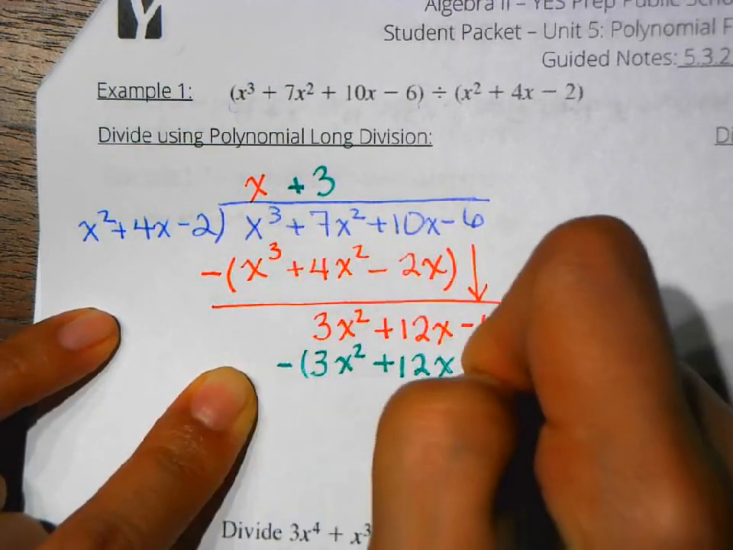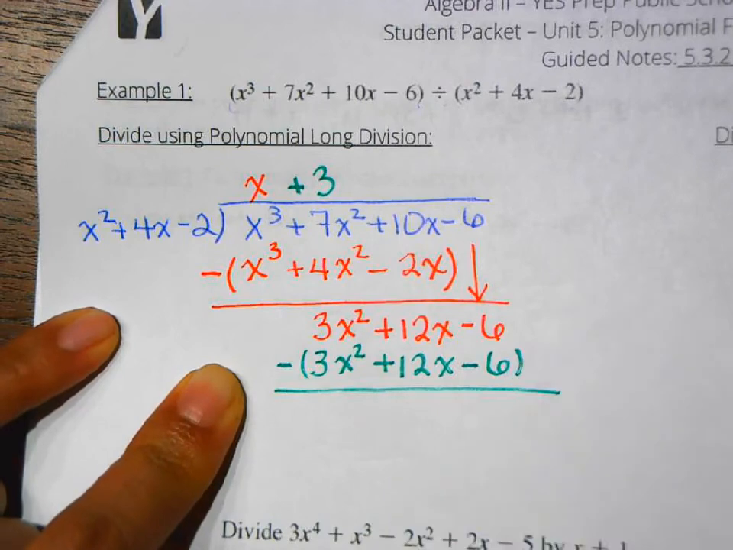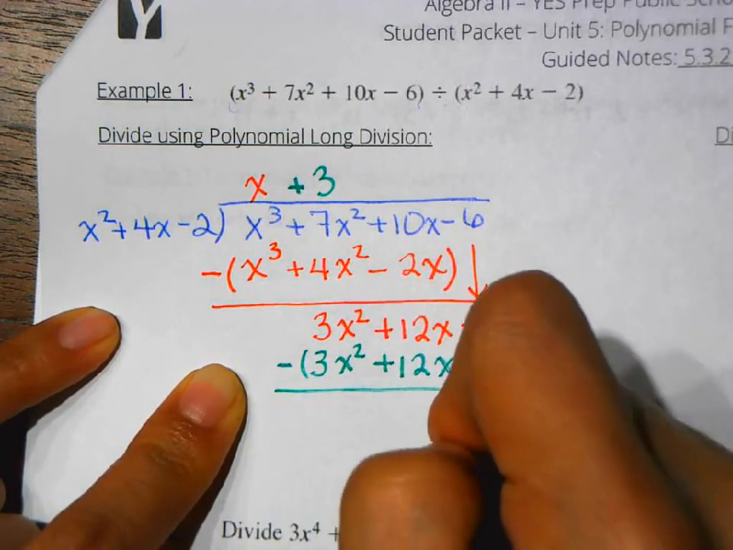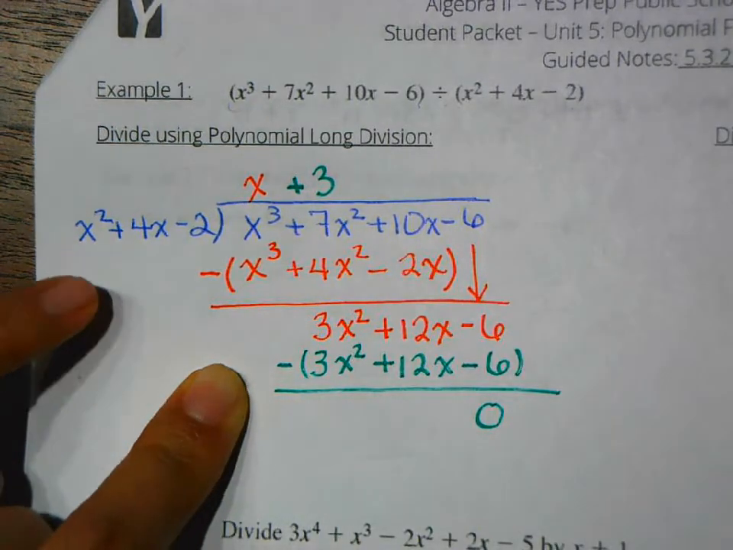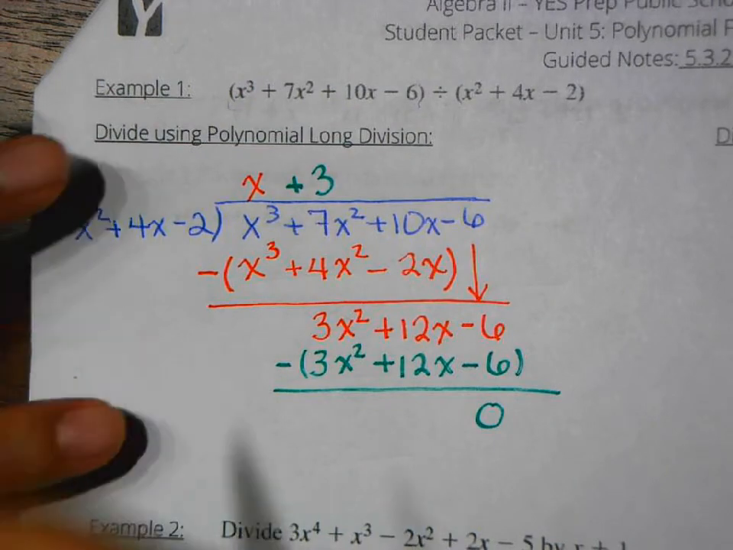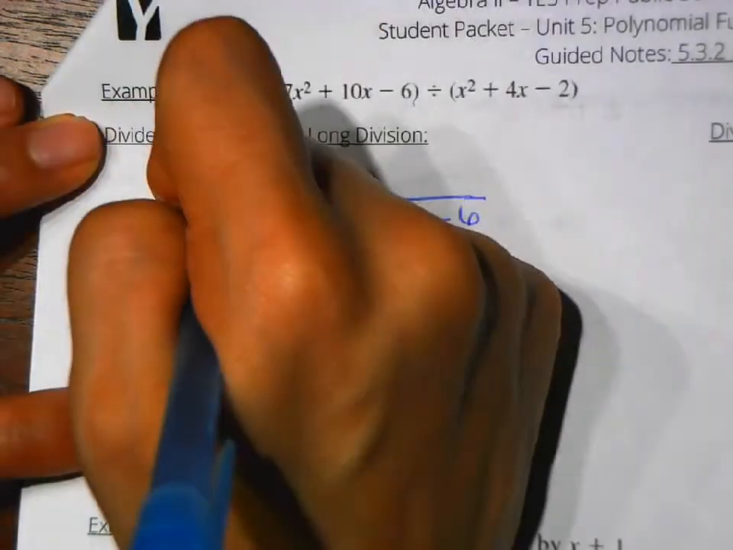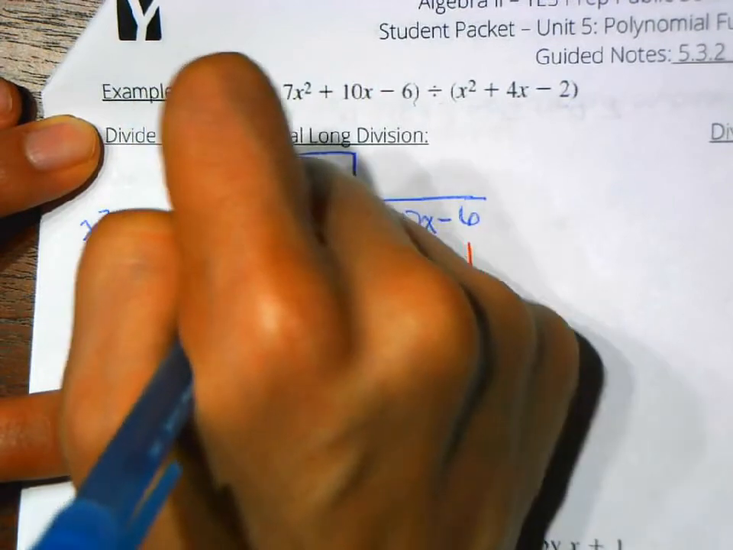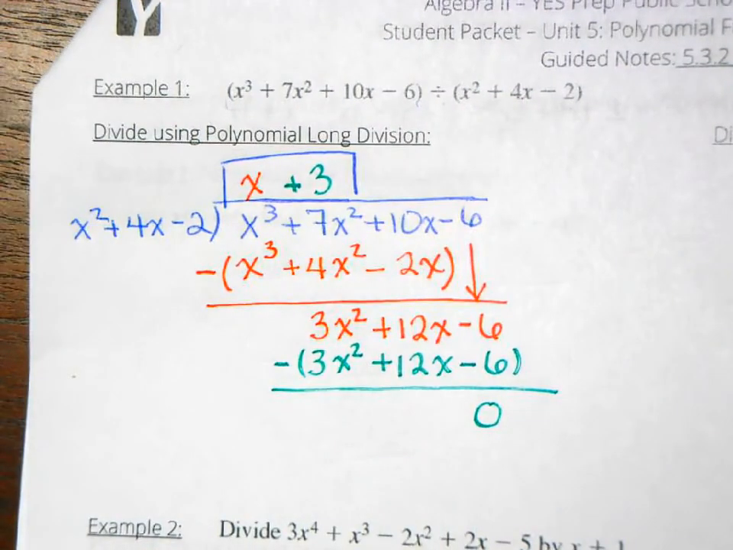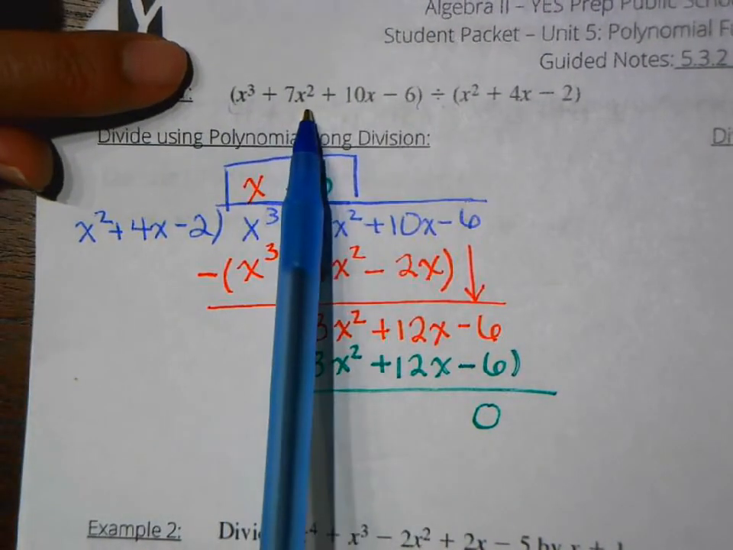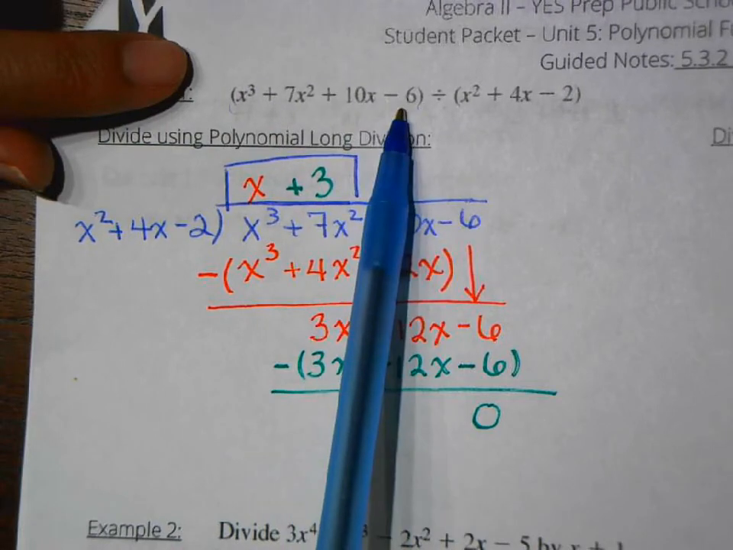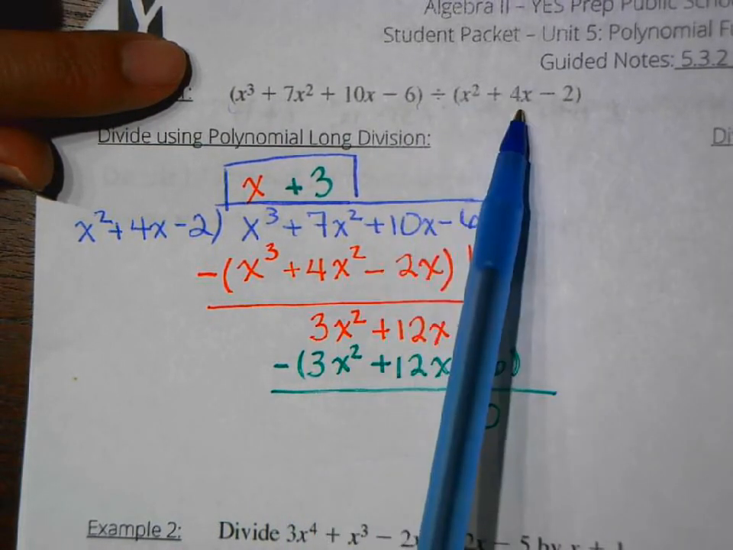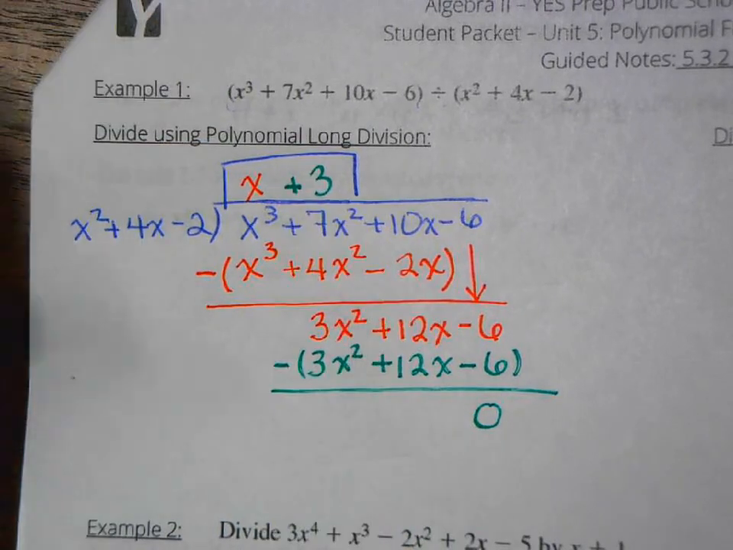And when I subtract this one, everything cancels out. So I have a remainder of 0. So my final answer would be right up here: x plus 3. So when I divide x cubed plus 7x squared plus 10x minus 6 by x squared plus 4x minus 2, I get x plus 3.